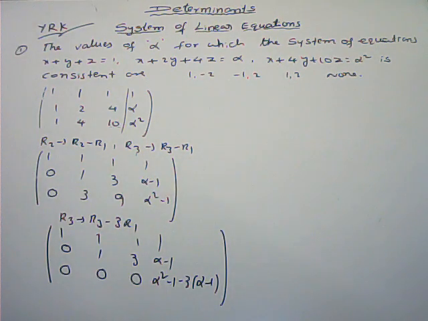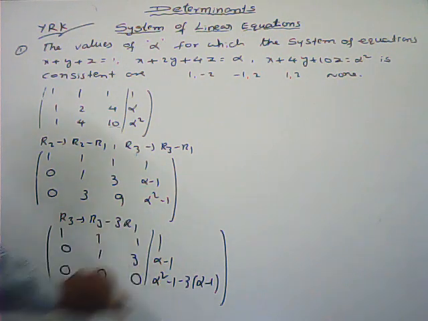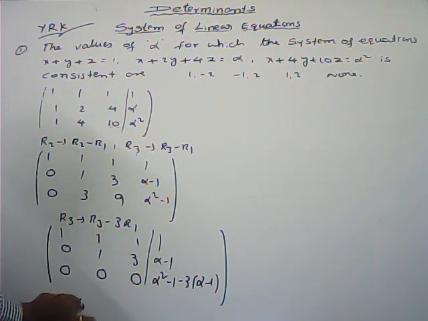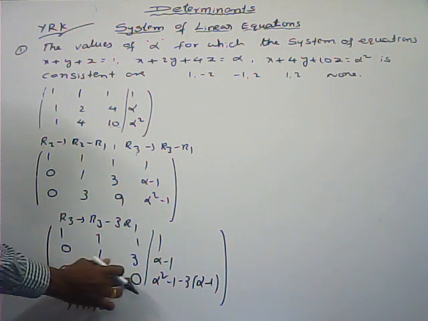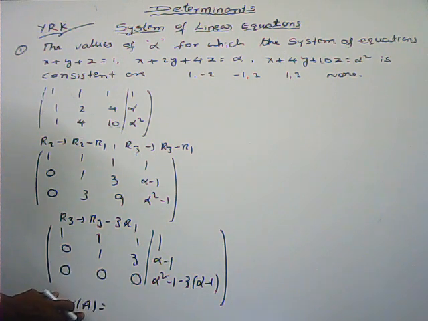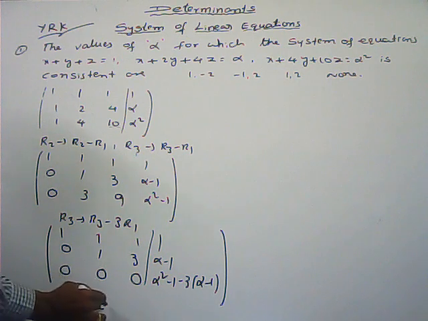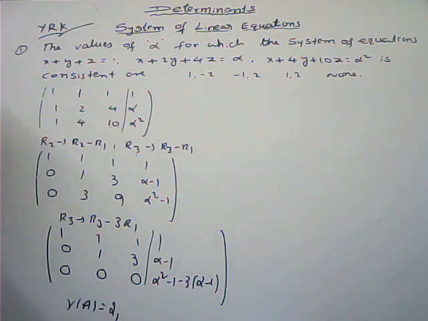Now what are they saying? Consistent. Consistent means both the ranks should be equal. What is the rank of A, the coefficient matrix? Rank of A is equal to the number of non-zero rows. How many are there? Only 2. If at least one element is non-zero, we say the row is non-zero. So first row, second row. In the third row, all the elements are 0 in the coefficient matrix. So the number of non-zero rows is 2.